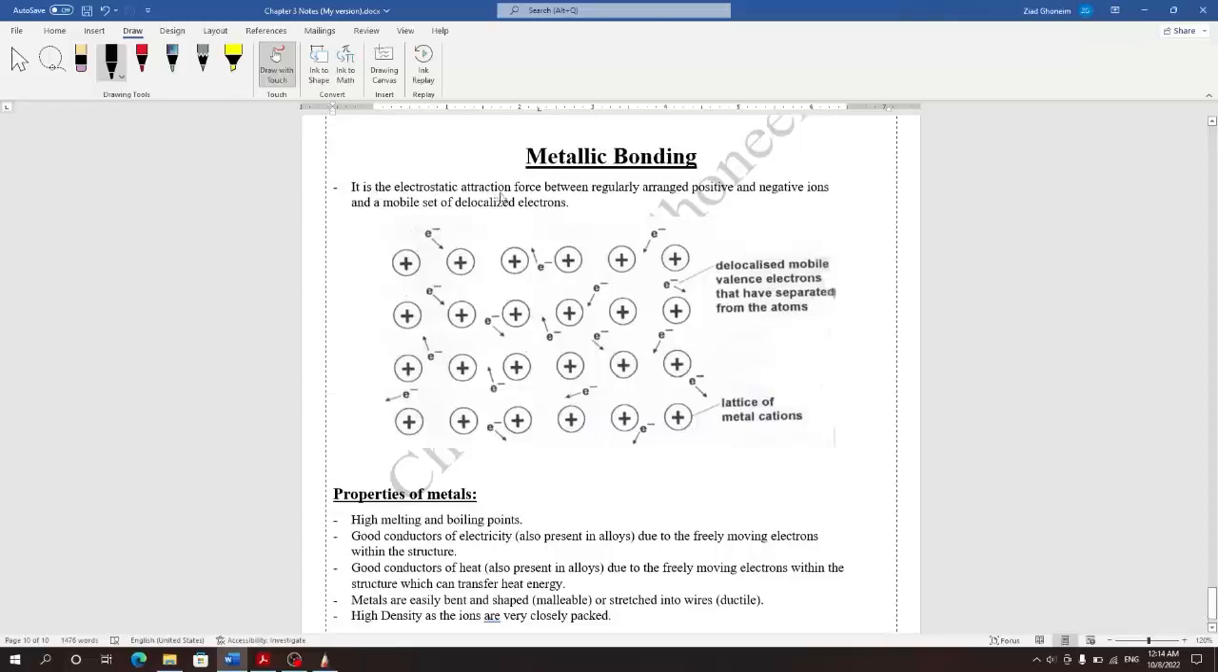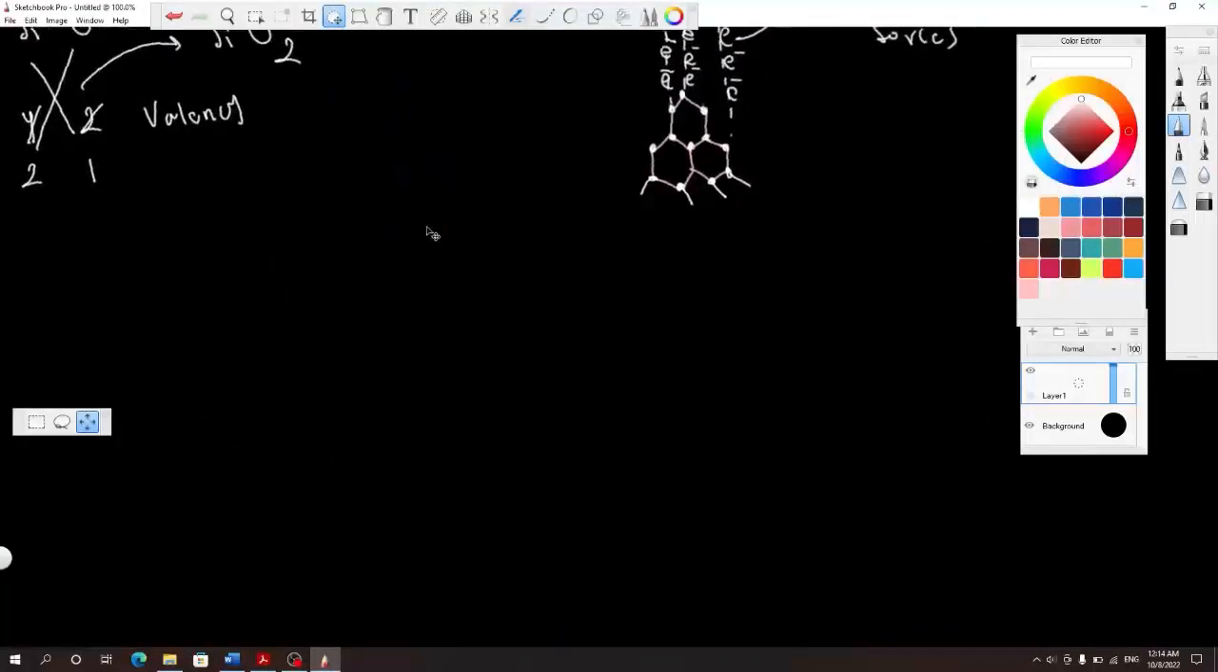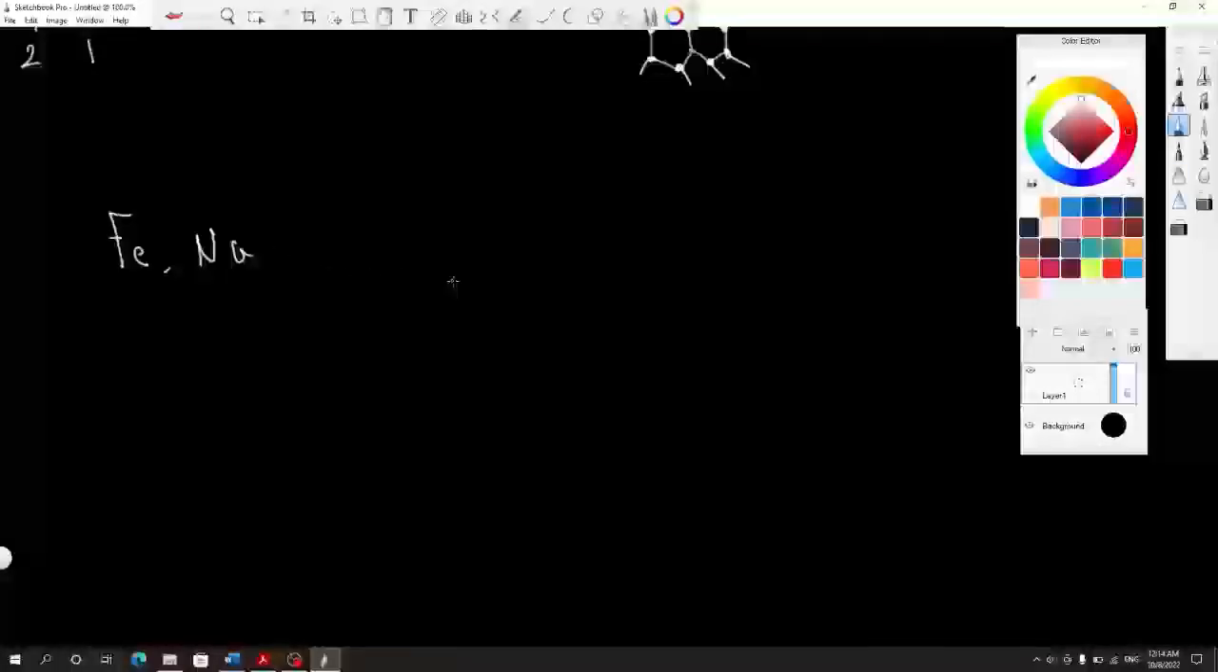It's the electrostatic attraction force between regularly arranged positive and negative ions and a mobile set of delocalized electrons. What exactly does that mean? Sounds like a mouthful, by the way. Anyways, let's take a look at this structure. Oh, just so you know, we're talking about a metal. We're not talking about an ionic compound. So I'm talking about something like iron itself. I'm talking about something like sodium on its own, alone, not in a compound. Alright? I need you to understand that very well.